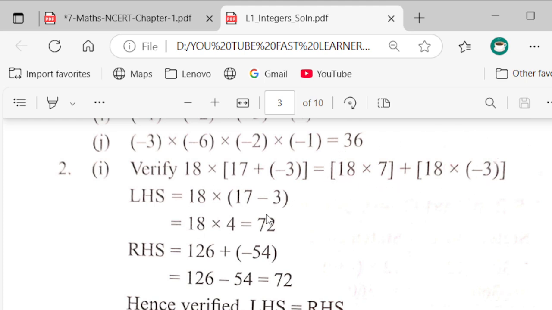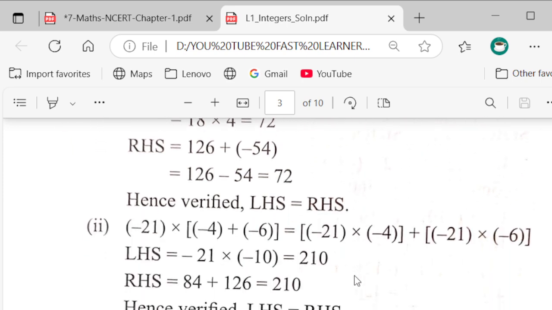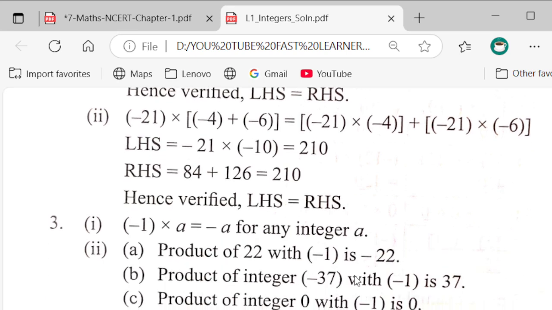So we start with the left hand side, where 18 multiplied by 17 minus 3, 18 4s are 72. And then we start with the right hand side. So right hand side we are given 18 7s are 126 and 18 3s are 54, minus 54. So answer is 72. And then you can see that you compare LHS and RHS and then you write LHS is equal to RHS.